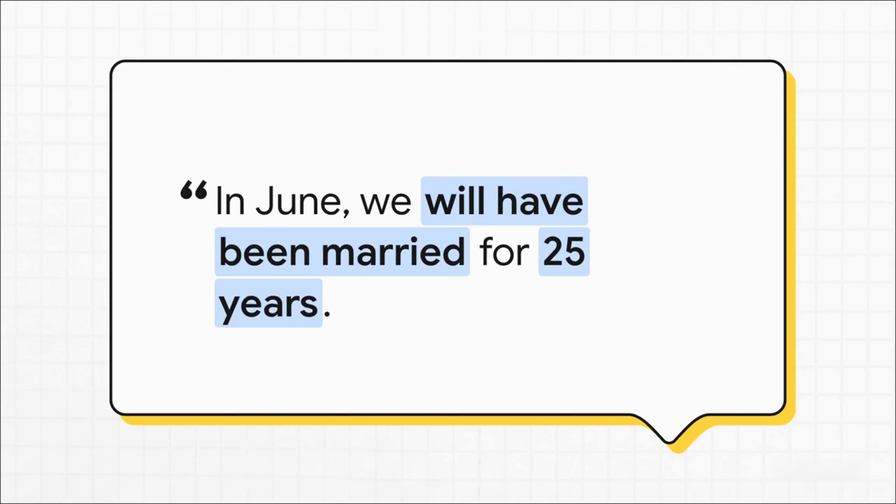Okay, here's a classic example for job number 1, emphasizing duration. The future point here is in June. The sentence isn't just saying, hey, we'll be married in June. No, it's doing something much cooler. It's standing in that future moment, in June, and it's looking back, measuring that entire 25-year journey that led up to it. The focus is all on that long stretch of time.